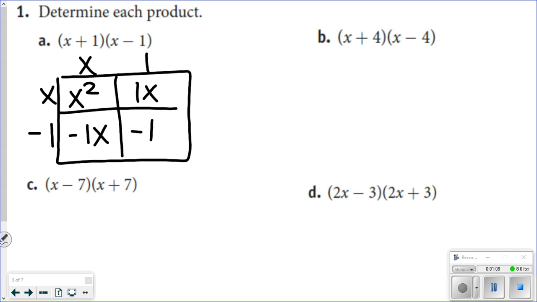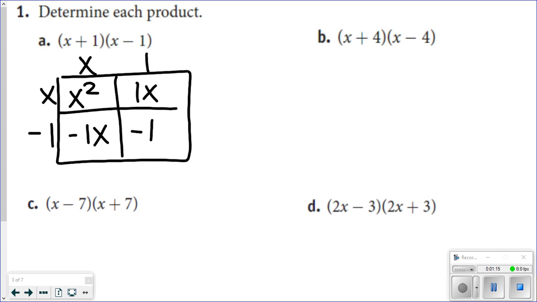So it doesn't matter, remember, where we put the x plus 1 and the x minus 1. Then remember that our diagonals are like terms here. I have 1x minus 1x. So if I have $1 and I spend $1, I have nothing left. So those things cancel each other out. And my answer here is just x squared minus 1.